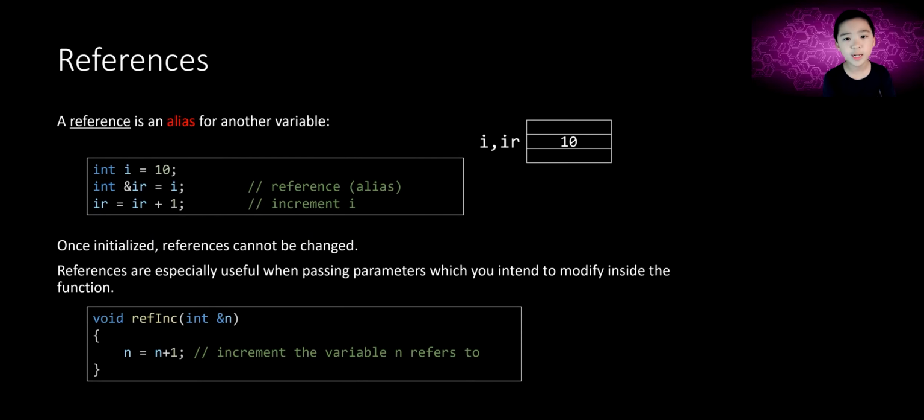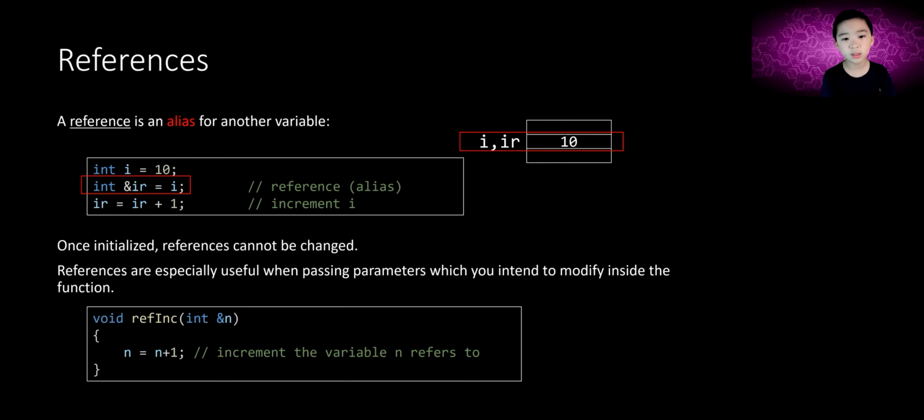Earlier, we saw that the way to access content from pointers doesn't look very comfortable. So there's an easier way to simplify that. Those are called references. References are basically aliases or names for another variable. In this example, IR is a reference of I, which means IR is an alias of I. In memory, there are simply two names for the same piece of data.